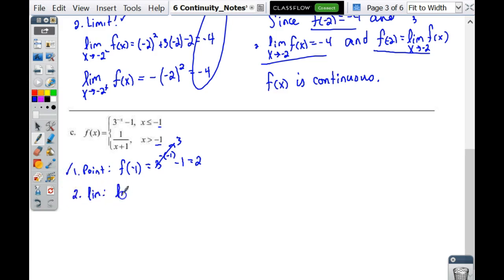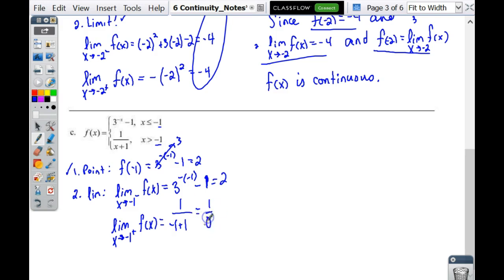So let's do the limit as x approaches negative 1 from the left of f of x, which we know is going to hopefully be the same exact thing that we just proved. Let's check the limit from the right side. I get 1 over negative 1 plus 1, which is 1 over 0. That means that goes to infinity. Limit does not exist.